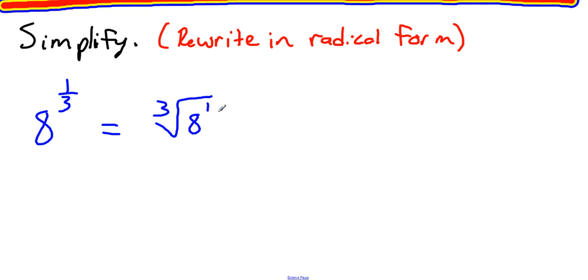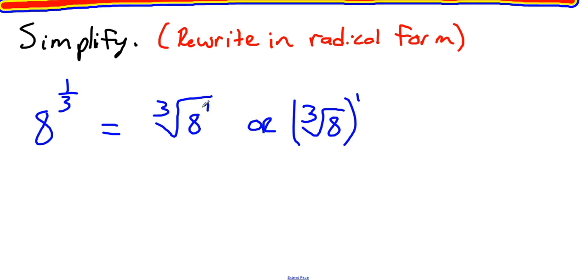And here's where you kind of have two options. You can either do the power part of it first. You could actually do 8 to the 1st power. Or you could kind of separate it up and do it this way. Think about it, that's the 3rd root of 8 and then to the 1st power. You can take the power that you have here, you can either put it on the inside or you can put it on the outside.